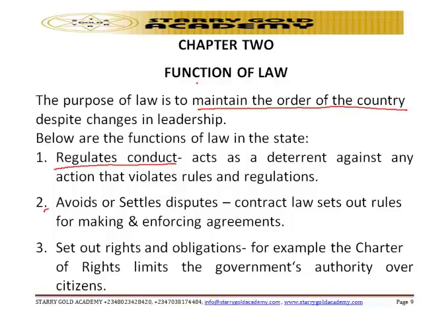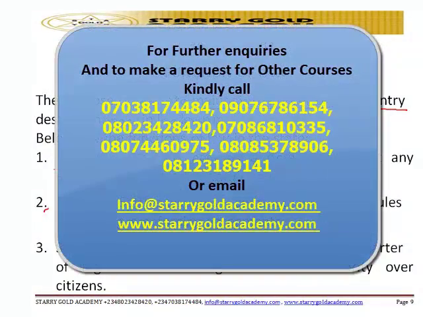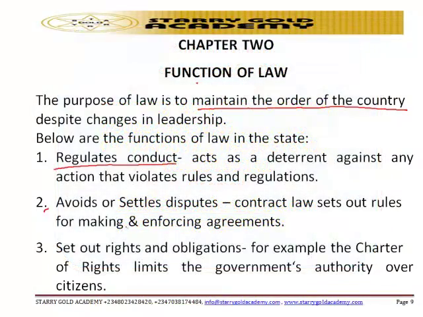The second function of law is that it avoids or settles disputes. You can see that contract law sets out rules for making and enforcing arrangements. Before you can go into a contract, you must meet some valid elements, in order to reduce disputes. For example, whether there is a loss of money in the contract, there is a law that spells out how the loss should be treated or accounted for. So the law reduces or settles disputes.